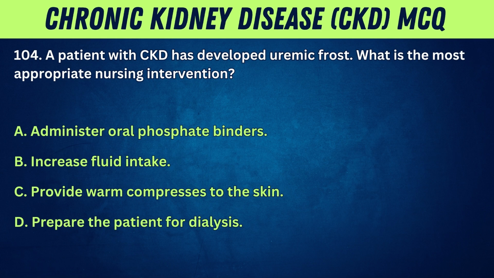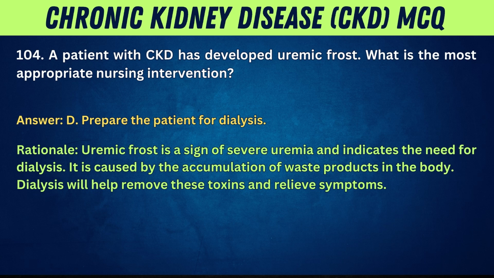104. A patient with CKD has developed uremic frost. What is the most appropriate nursing intervention? A. Administer oral phosphate binders. B. Increase fluid intake. C. Provide warm compresses to the skin. D. Prepare the patient for dialysis. Answer: D. Prepare the patient for dialysis.